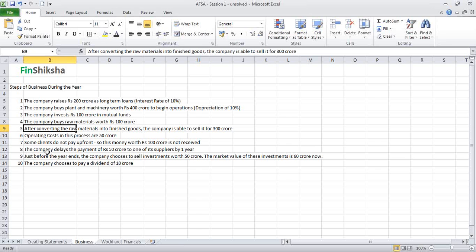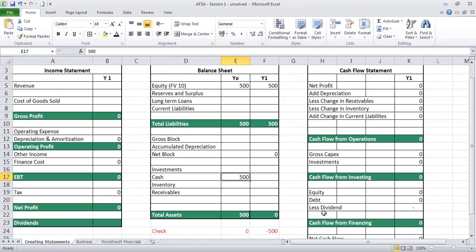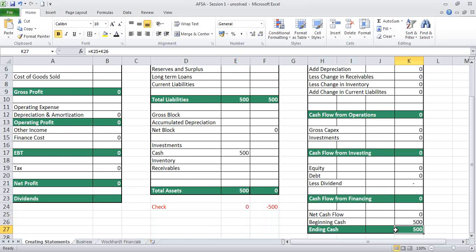Each of these steps will make some changes in the P&L and the balance sheet. The cash flow is already linked. All we need to do is that the closing cash flow of year 1 has to go and sit here. Right now, if the company does nothing, then they will have 0 cash flow during the year, and ending cash, which is 500, will get linked to the ending cash of year 1. So the balance sheet at the end of year 1 will have the ending cash of year 1.